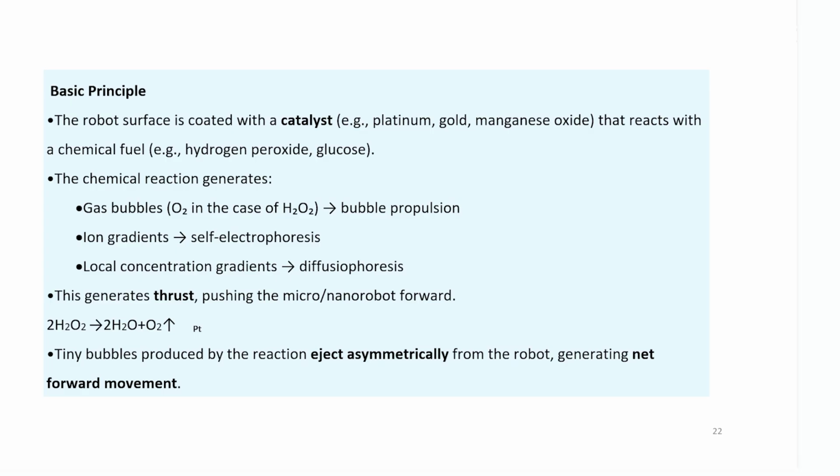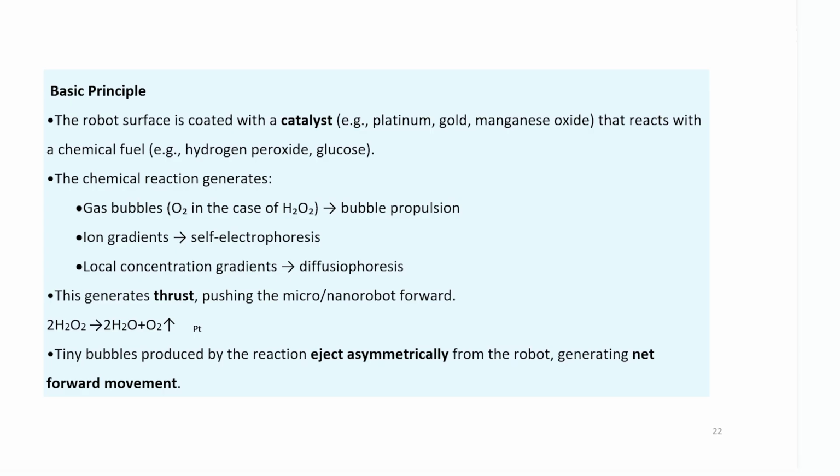Ion gradients will cause self-electrophoresis and local concentration gradients will cause diffusophoresis. So this generates thrust pushing the micro nanobot forward. So that's the reaction: in the presence of platinum, this is the fuel and it is getting degraded and oxygen is being formed. These oxygen bubbles will form inside the fluid, and they are going to provide a thrust for your bot to move. These bubbles collect on the surface of your bot and generate motion. Tiny bubbles produced by the reaction eject asymmetrically from the bot, generating net forward motion.